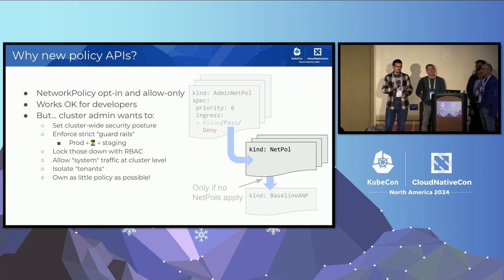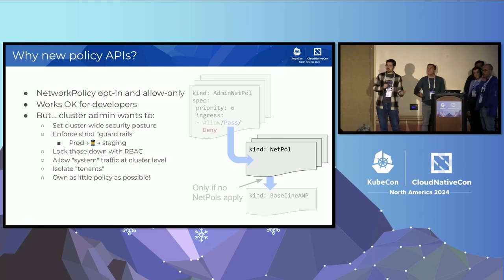But if you're a cluster admin tasked with various cluster admin-y things, such as setting a cluster-wide security policy, a kind of a security posture, like you want everything to be deny-all, you can't easily do that with network policy. You might want to enforce strict guardrails, you know, prod and staging cannot talk to each other under any circumstances. A developer can't accidentally add a network policy that allows that. You have tasks like that as a cluster admin, and you need a way to do it. There's not a good way to do that with network policy as defined.